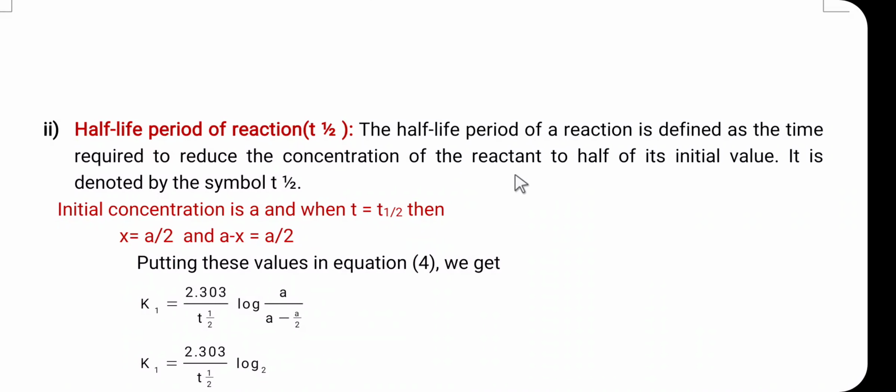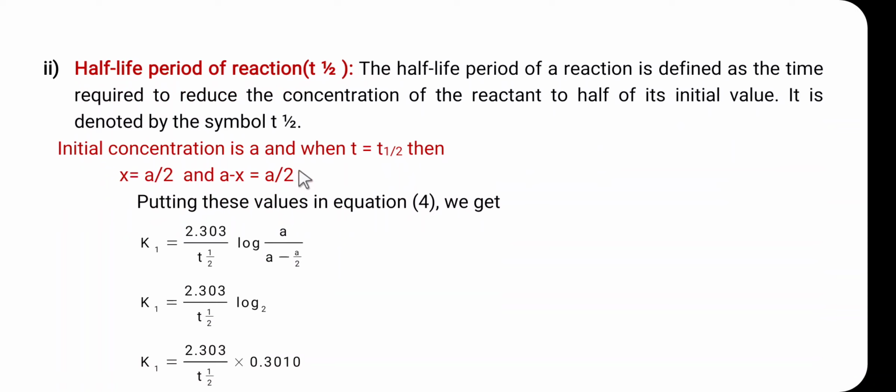Then the second characteristic feature is the half-life period of the reaction. All of you know that it is denoted by the symbol T1/2, and the half-life period of the reaction is defined as the time required to reduce the concentration of the reactant to half of its initial value. It is denoted by the symbol T1/2.